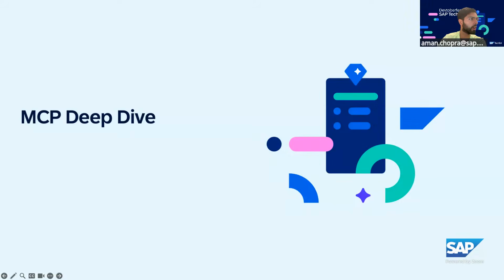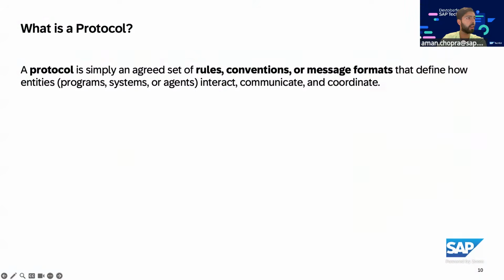All right, so let's move on to MCP. And I want to first define what a protocol is. Just like we talked about agents and really unraveling the definition of agents, similarly, before we get into MCP, I want to go to Protocol 101 and just define what a protocol is. So a protocol is simply an agreed set of rules, conventions, or message formats that define how entities, which could be programs, systems, or agents, interact, communicate, and coordinate. So a protocol is really just a set of rules. I think that's the main takeaway here.